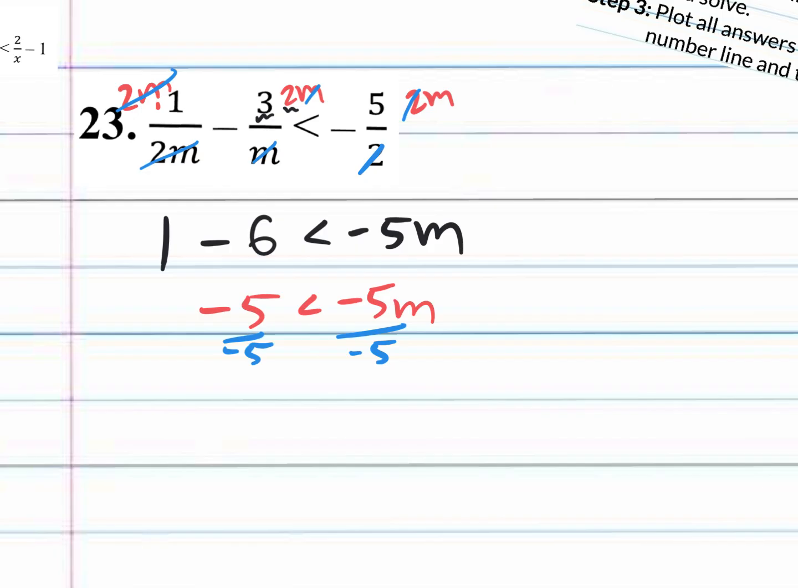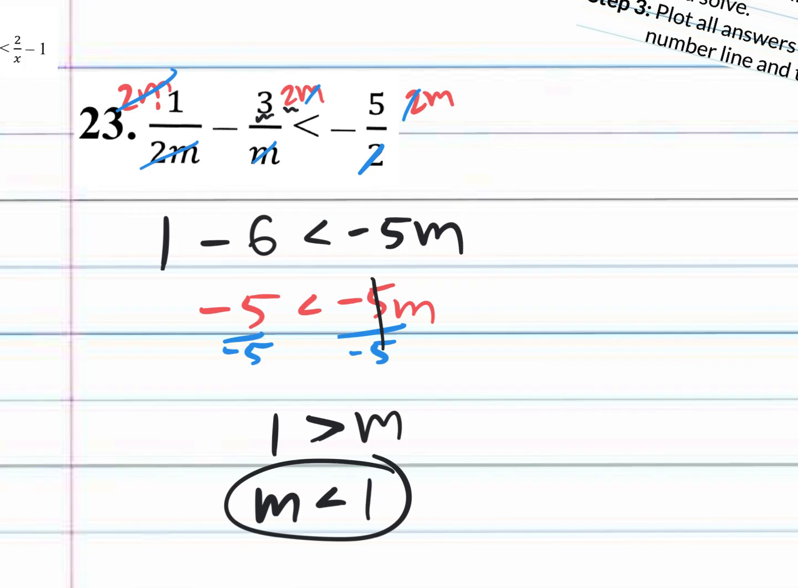We are on our last step of an inequality. And when you divide or multiply by a negative, you have to flip that inequality symbol. So that becomes a greater than symbol. So you have 1 is greater than m. So when you flip that to get m on the left side, you get m is less than 1.